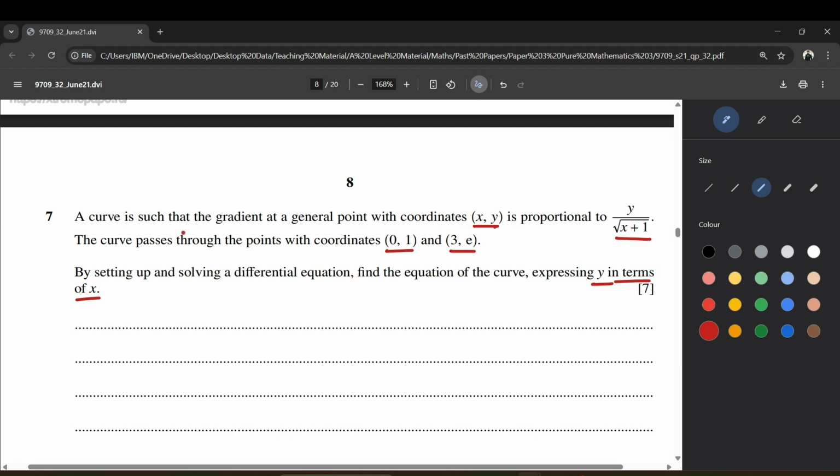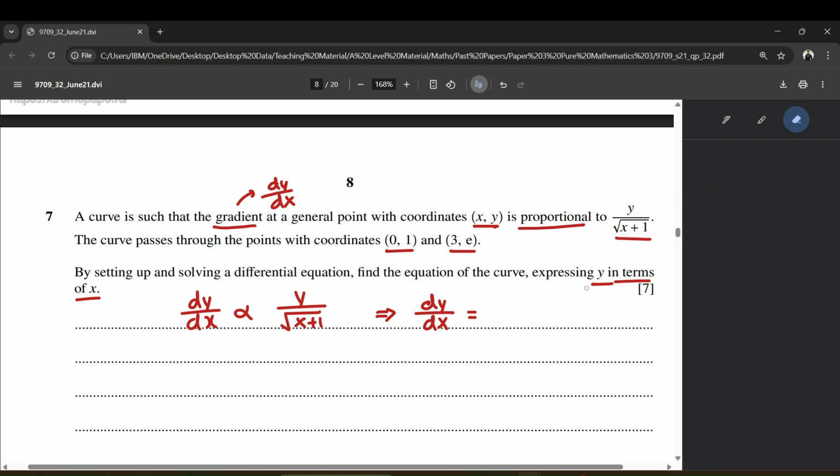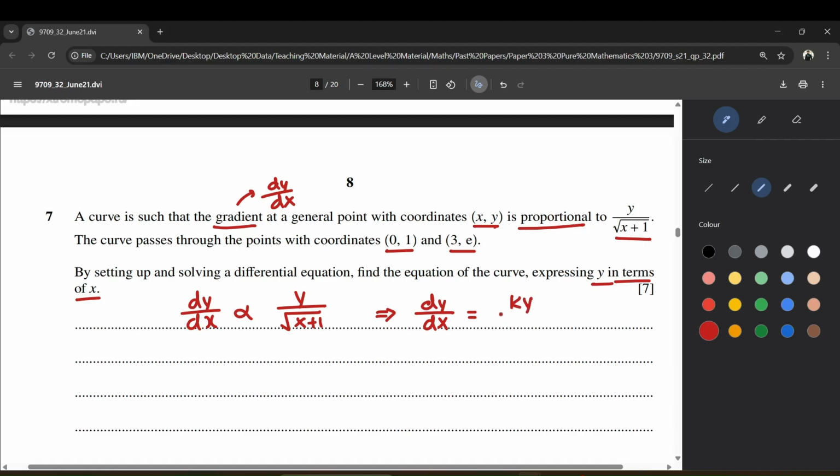Okay, so it says that the gradient at a general point, gradient is represented by dy/dx, is proportional to y upon root x plus 1. So first of all, I'm going to write down that dy/dx is proportional to y upon root x plus 1. This can be written in the form of an equation as dy/dx equals k y over root x plus 1. This is the differential equation that we have set up.